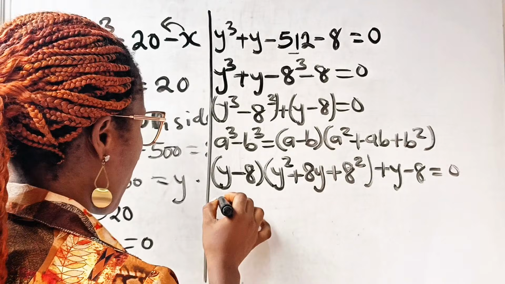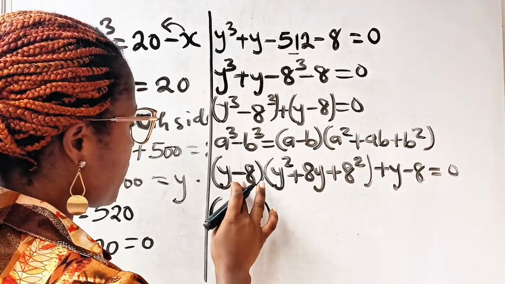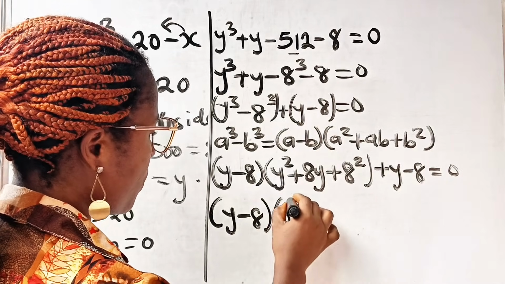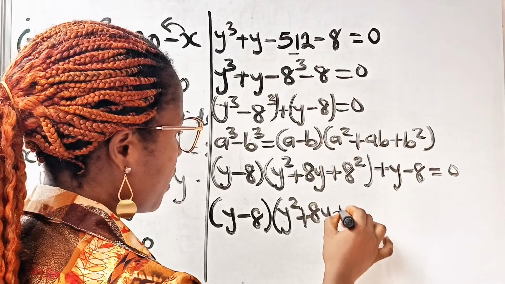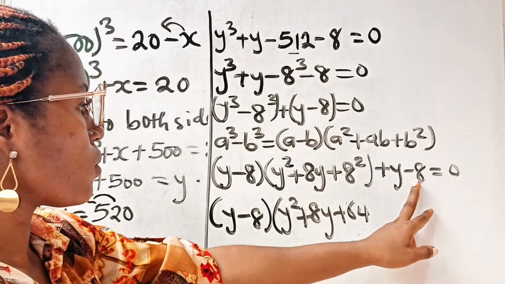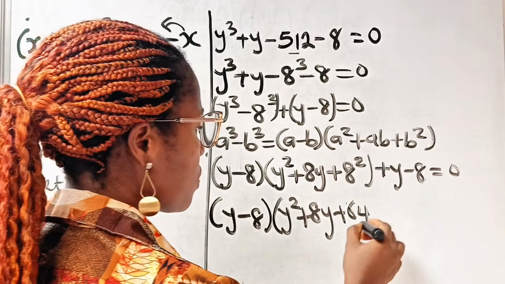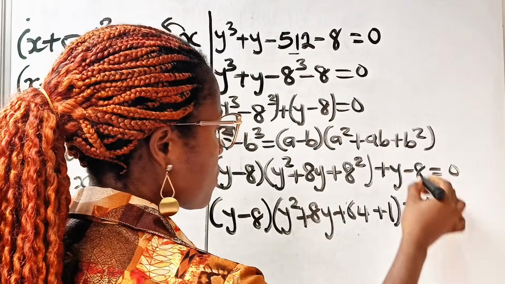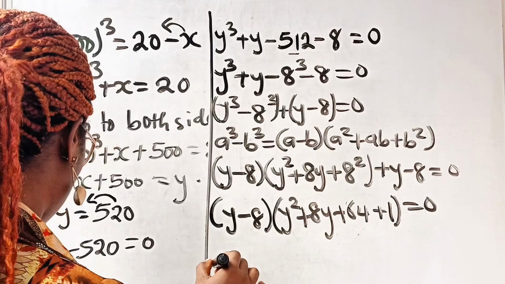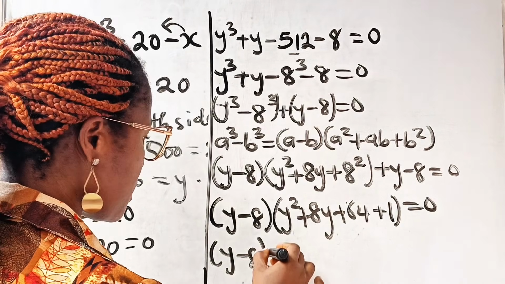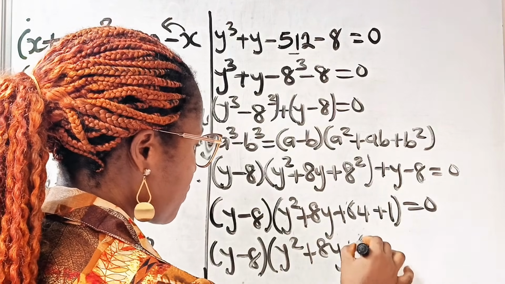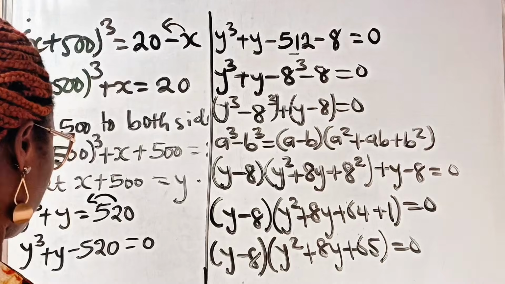Okay, so we have y take away 8. When this divides, the whole of this divides this and this, so we are left with this, right? y squared plus 8y plus 8 squared is 64. Okay, now when this is divided by this, we have 1, so plus 1 is equal to 0. Moving forward, we have y take away 8 bracket y squared plus 8y plus 65 is equal to 0.